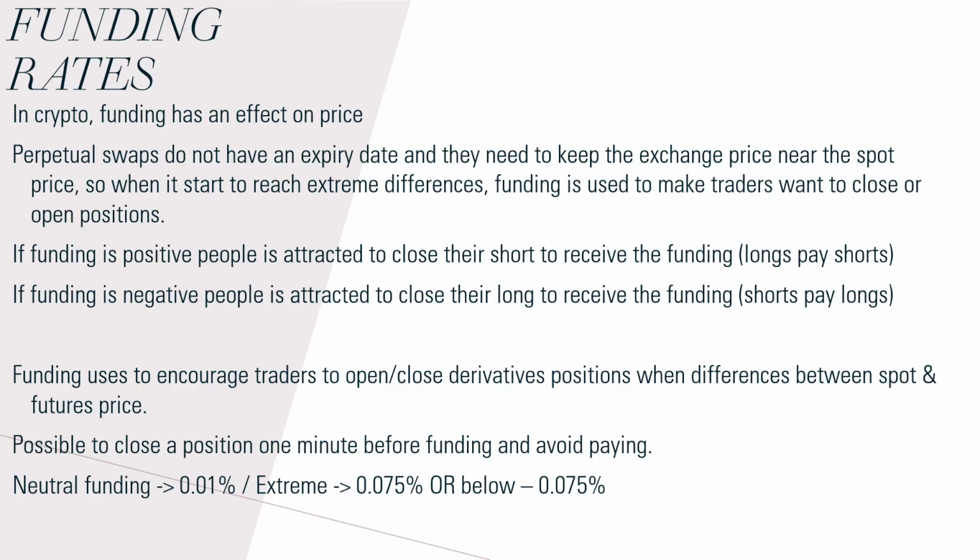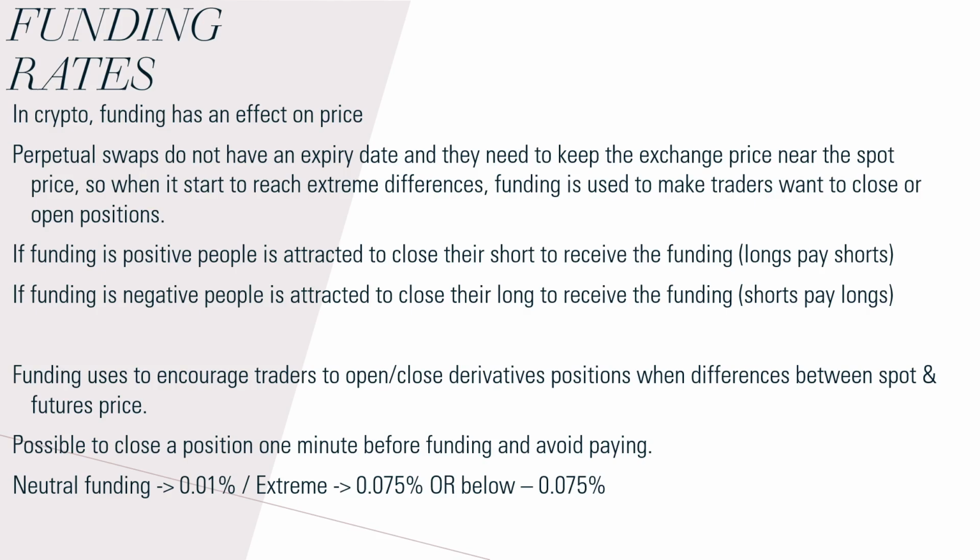Funding rates. In crypto, funding has an effect on price. Perpetual swaps do not have an expiry date and they need to keep the exchange prices near the spot prices. So when it starts to reach extreme differences, funding is used to make traders want to close or open positions. And if funding is positive, people are attracted to close the long and to receive the funding. Why? Because longs pay shorts. And if funding is negative, shorts pay longs.